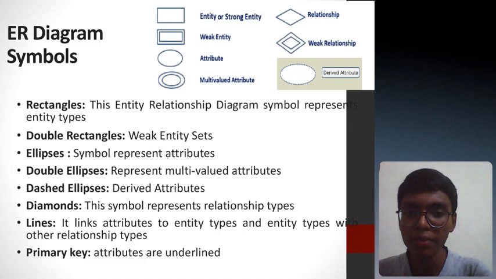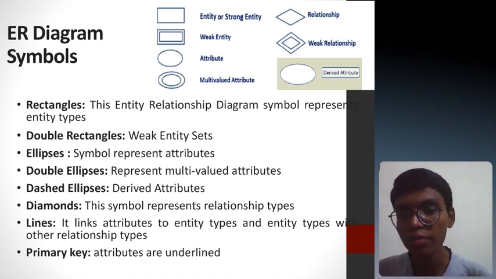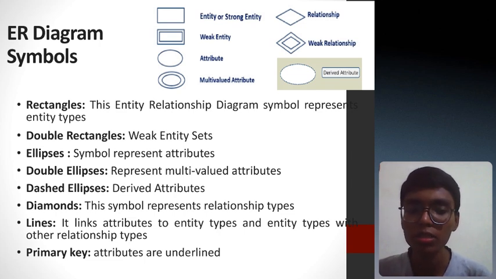Also, we have the primary key. For a primary key, attributes are underlined. Means if we underline the attribute, it will be considered as the primary key.